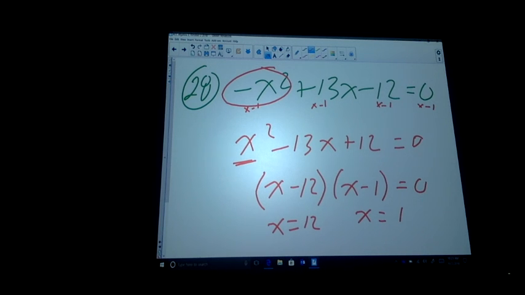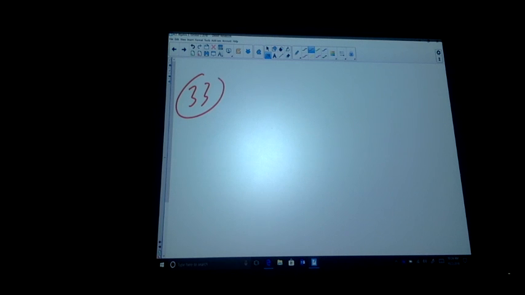Anything else you'd like to see? Number 33? Can you tell me what that says? 3a squared equals 27a. Okay.